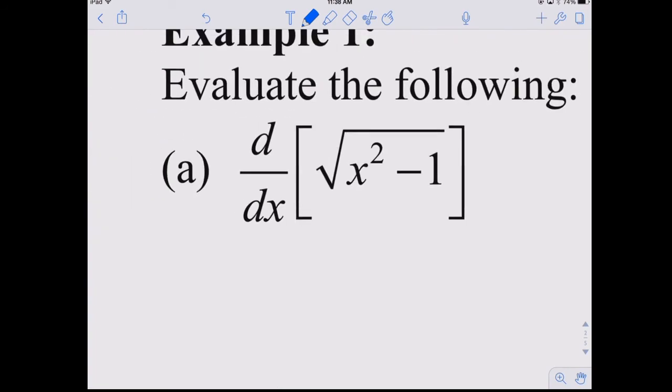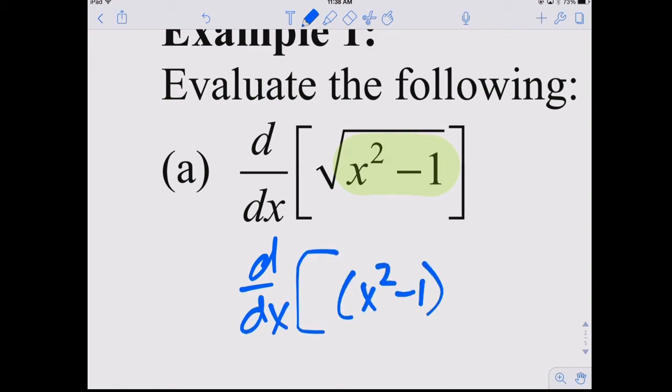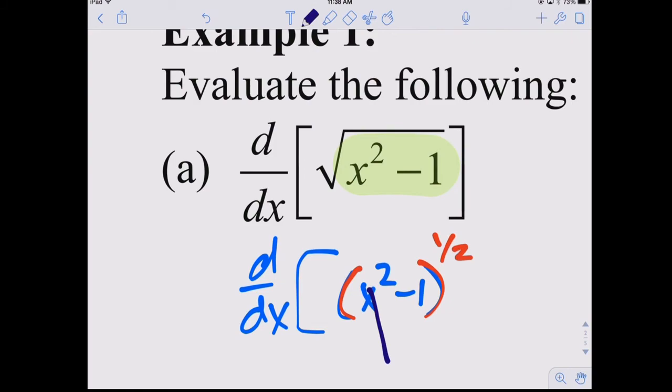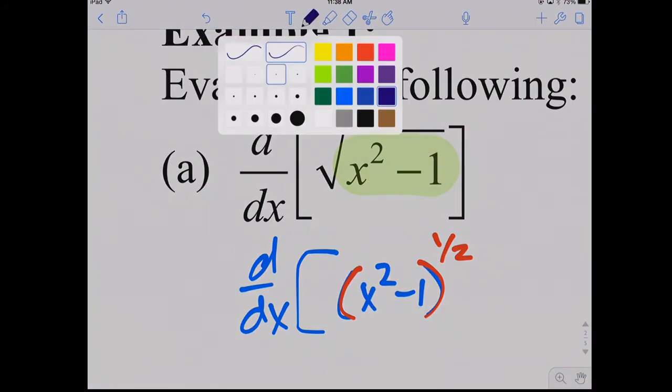I think we have time for this example here. The derivative with respect to x of the square root of blob, right? Let's go ahead and rewrite that as blob to the what power? 1/2. Now I'm going to use different flavors here to show the layers. What's the inside function? X squared minus 1. It's inside the square root function. What's the outside function? The blob to the 1/2. So here we go. We rewrote it. Now we're ready to differentiate it.